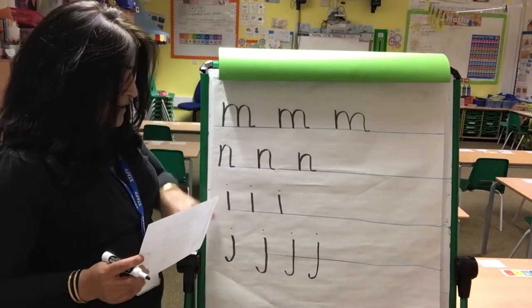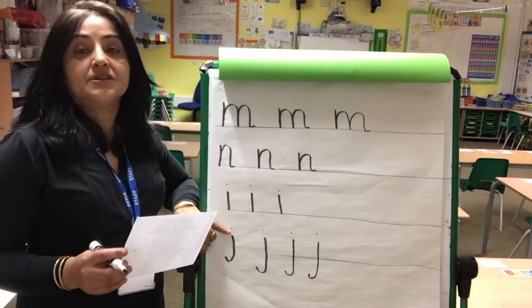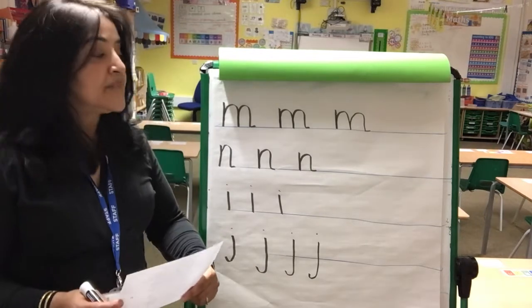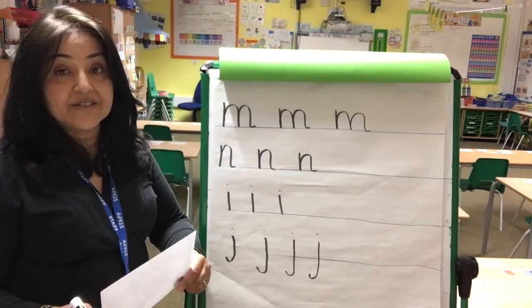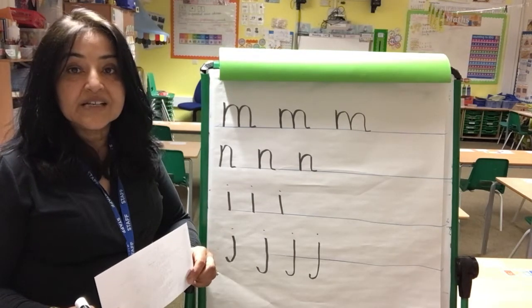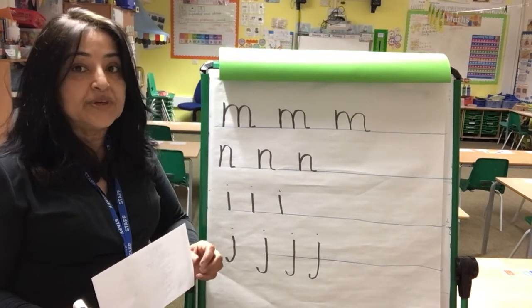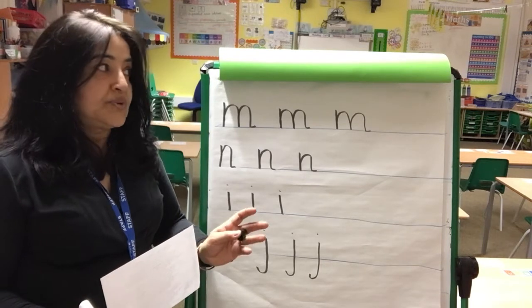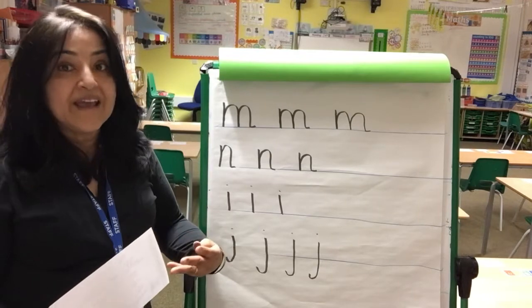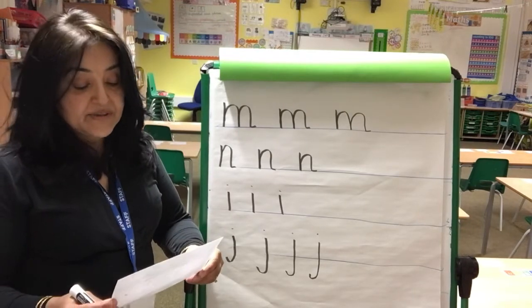So the letter I and the letter J have a dot at the top. These are all lowercase letters, children. They will all have a capital letter as well. But we are practicing our lowercase letters that we often find in words, unless, of course, it's at the start of a new sentence or it's a special word or a name. Then it begins with a capital letter.